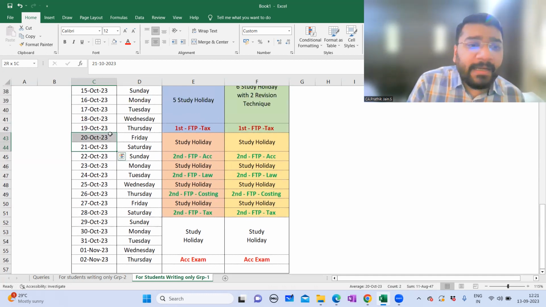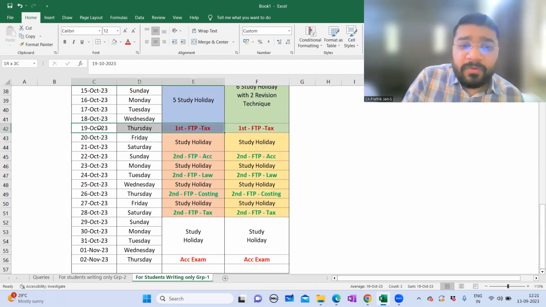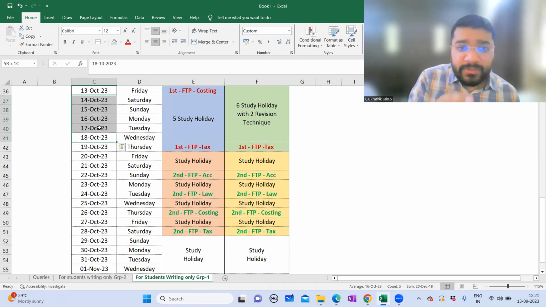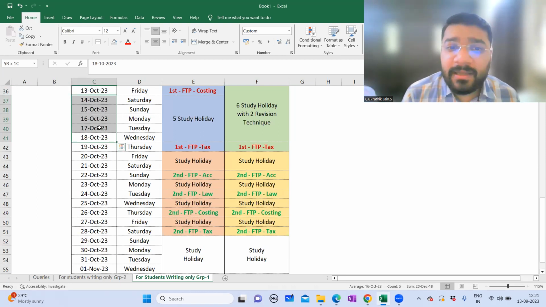Then on 19th October, typically you should give your first full portion test. On 19th October, you should have given your first full portion test on tax. Then I've given 5 days holiday here. If you see, this is option one. The blue color is option one. The green color is option two.